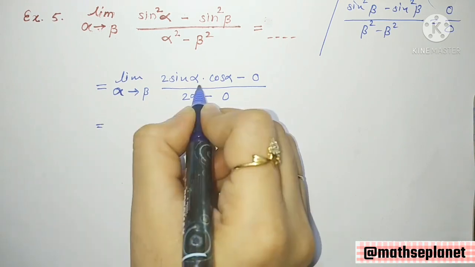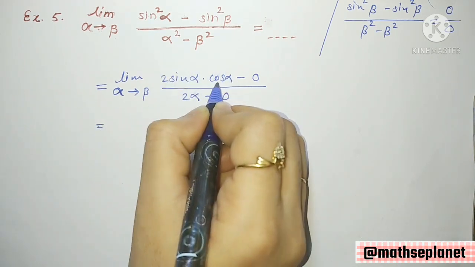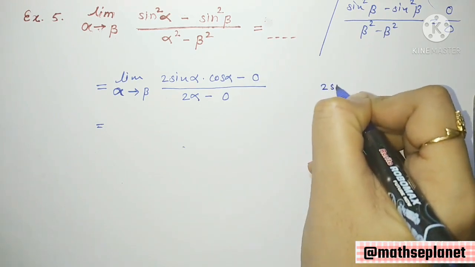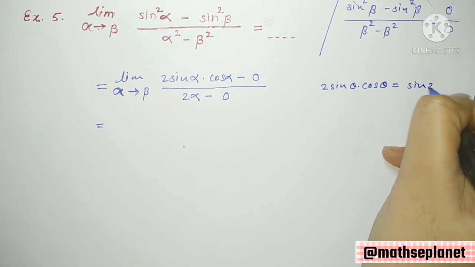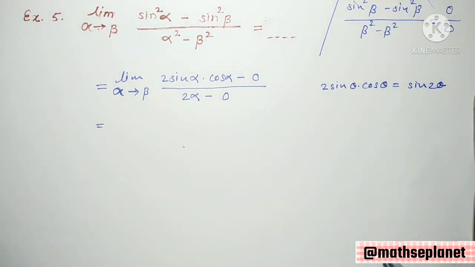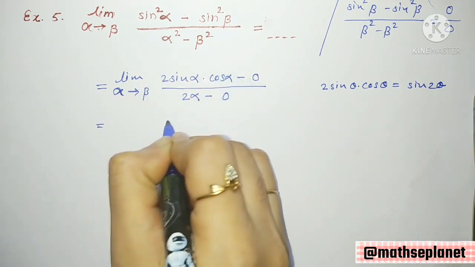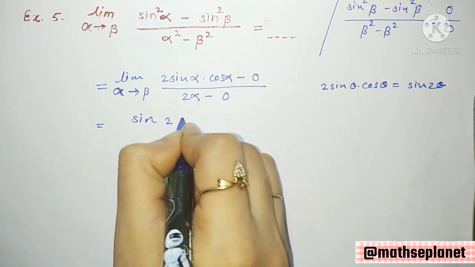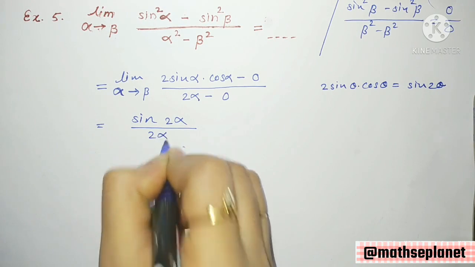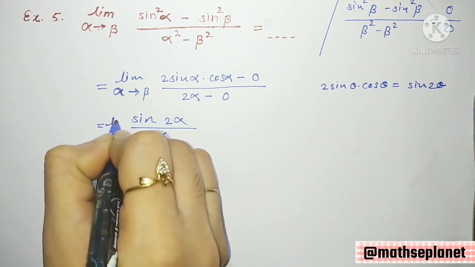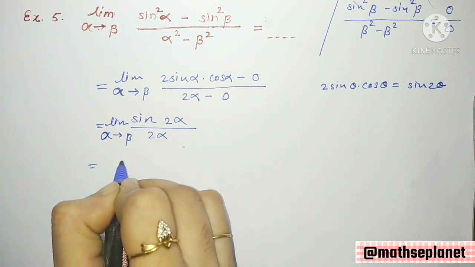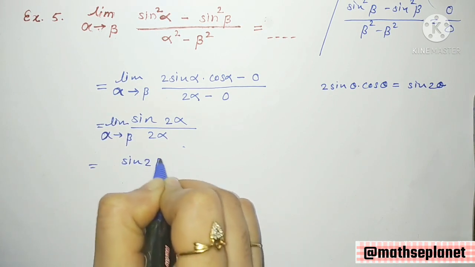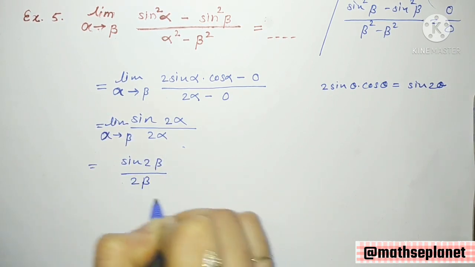Here you can observe that 2 sine alpha cos alpha, like 2 sine theta into cos theta, is nothing but sine 2 theta. So instead of theta, if we put alpha, we get sine of 2 alpha divided by 2 alpha. Now we can put the value of the limit and we get sine 2 beta upon 2 beta as the solution of this example.